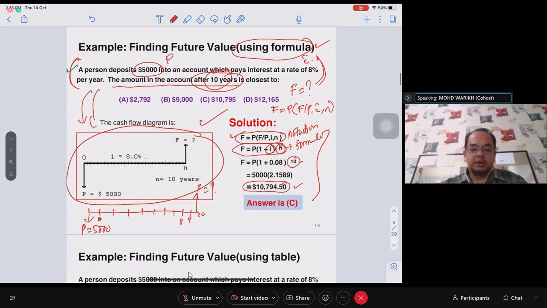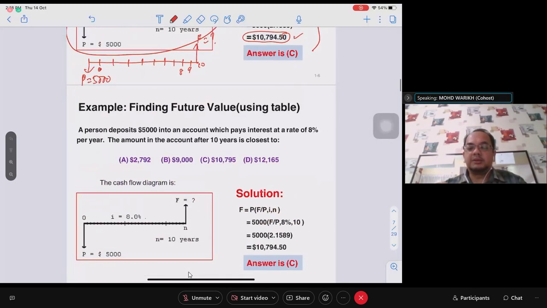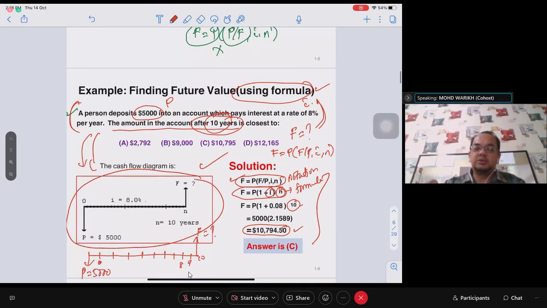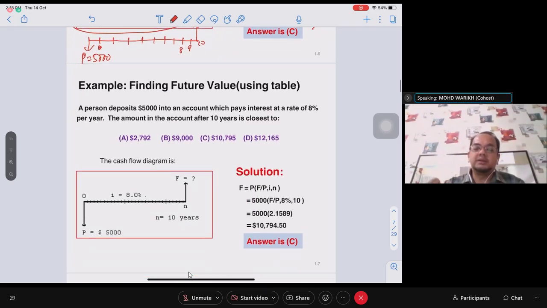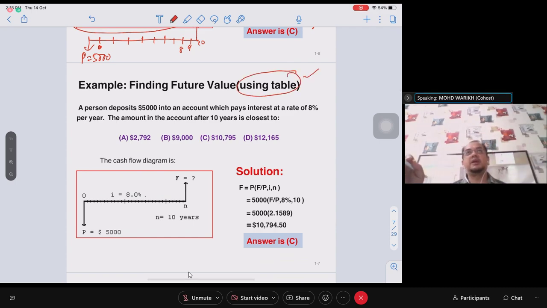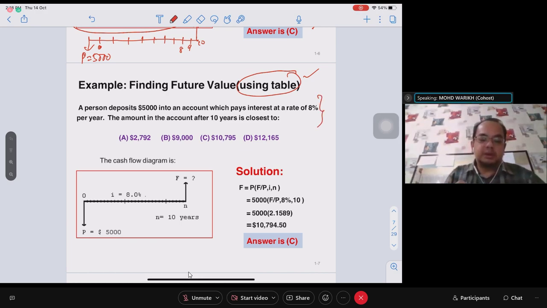Alright, next, using tables. The first one we have discussed is using the formula. The second one is using the table. That means we start with the standard factor notation. Actually it is the same question. You are given P, 5,000, and then you have to find F at year 10.